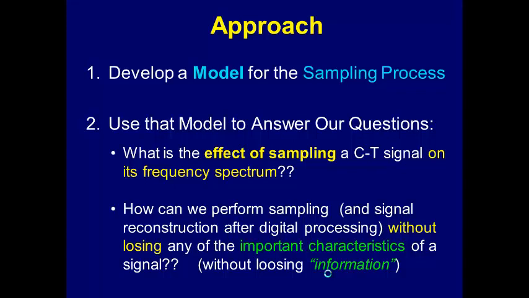If I have a band limited signal, that signal has a frequency spectrum. Let's call it its magnitude spectrum. If I have a band limited signal x of t, what can you tell me about its Fourier frequency spectrum? What does that band limited name infer? Be brave.